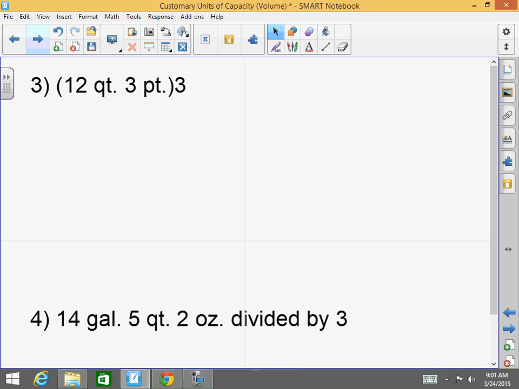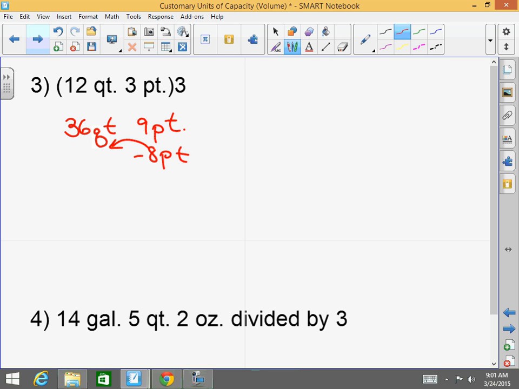Okay, number 3, I'm sorry. 12 quarts, 3 pints times 3. Well, got to multiply. So that's 36 quarts, 9 pints. Okay, now, how many pints in 1 quart? 2 pints. So I can take away 8 pints here. And what does 8 pints add as quarts? 4 quarts. So I've got 40 quarts and 1 pint left over.